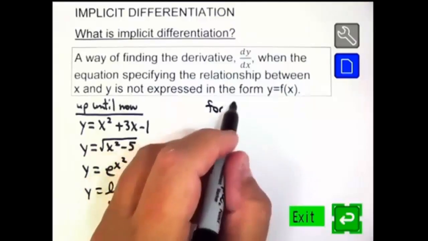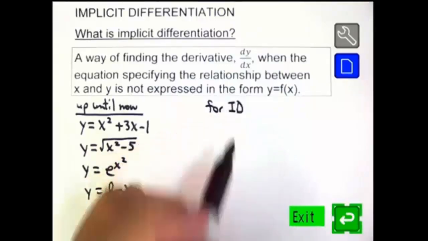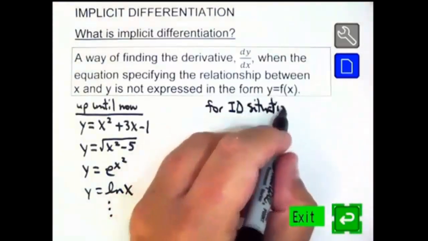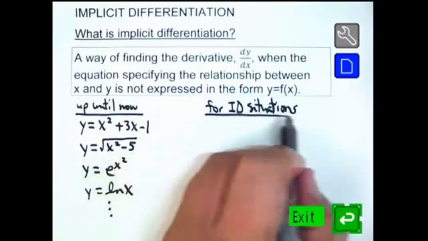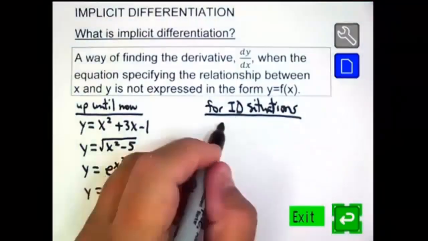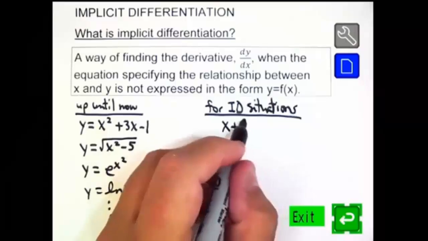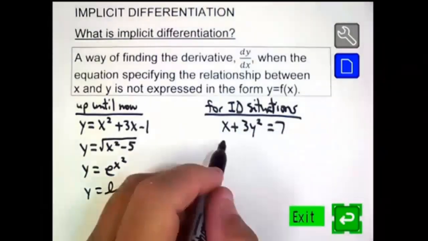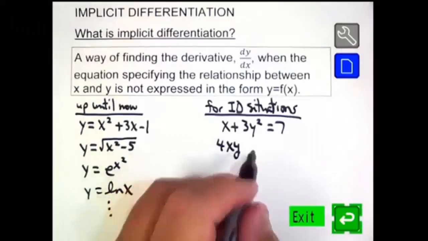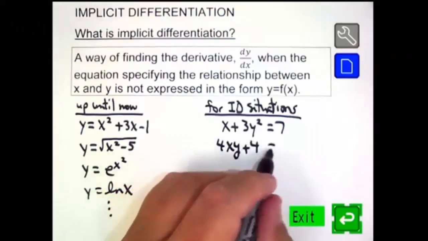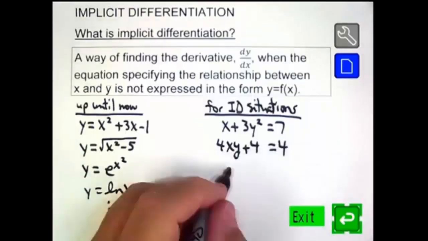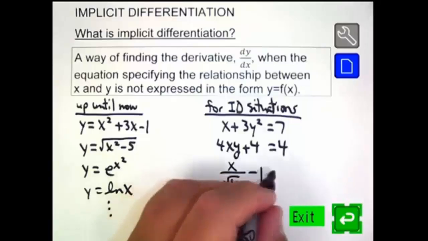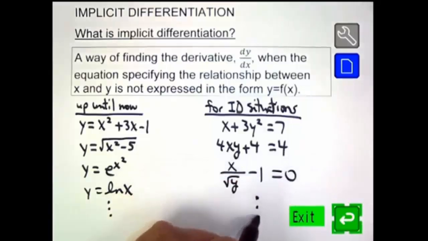But for implicit differentiation, I'll call it ID, there are situations where implicit differentiation would be appropriate. You might have an equation like x plus 3y squared equals 7, or maybe 4xy plus 4 is equal to 4, or x over the square root of y minus 1 is equal to 0. And again, you could go on and on and on.